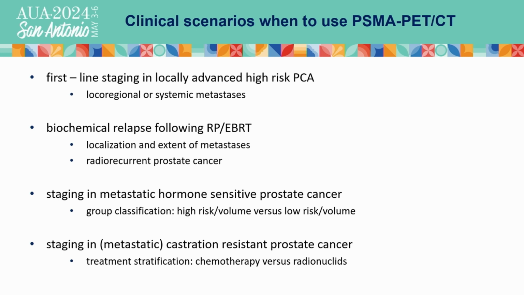So it has been shown that it is a very valid tool to identify occult metastatic disease in patients who have locally advanced high-risk prostate cancer. It is a very valid tool to identify the localization and the extent of metastatic disease or locally recurrent disease in patients who have been treated either by radical prostatectomy or by radiation therapy. It is a good staging tool in patients who have metastatic MSHPC, and as I said, it's a good staging and treatment decision tool in patients with castration-resistant disease.